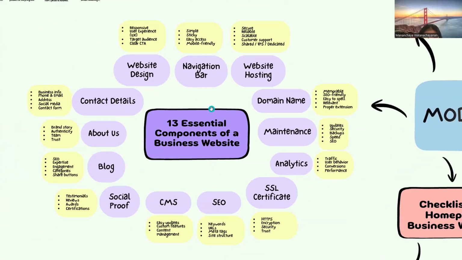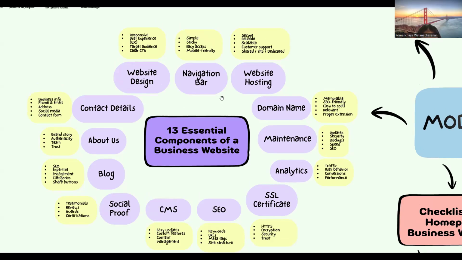Now let's move on to the 13 essential components of a business website. The first one, a memorable domain name. A domain name is your website's online identity. It should be memorable, easy to spell, relevant to your business, and SEO friendly so customers can easily find and remember your website. Second, scalable and secure website hosting.